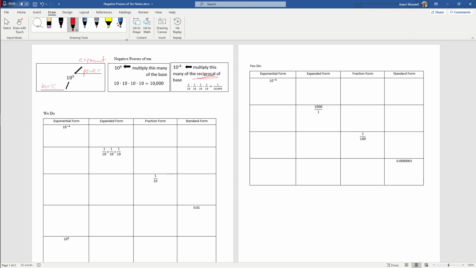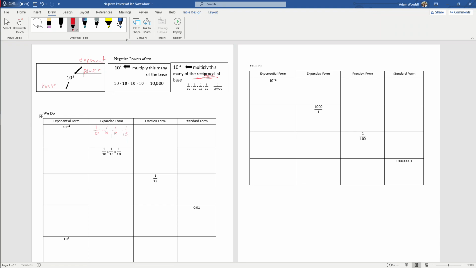When I'm talking about expanded form, that means I'm going to basically do what I did up here. I'm going to take the reciprocal, which is 1 over 10, and multiply it by itself 4 times. So that was 1, this is 2, this is 3, and that is 4. So 1 over 10 times itself 4 times.